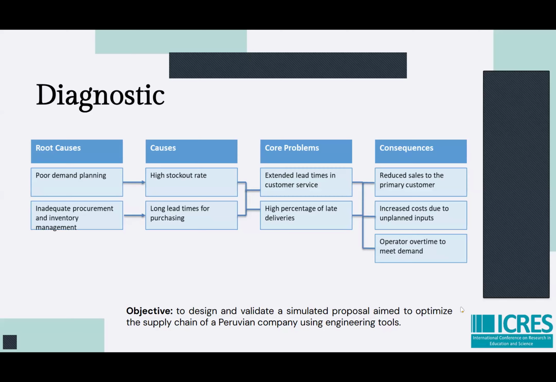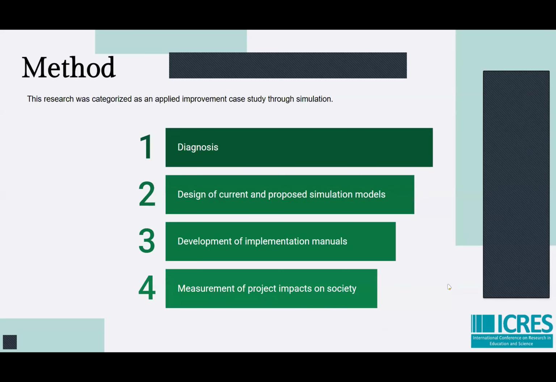This analysis revealed that the main issues were deficiencies in demand planning, procurement, and inventory management, and these factors caused frequent stockouts and long purchase lead times, which in turn led to delayed deliveries and extending customer service lead times. As a result, this company faced reduced sales to its primary customer, higher costs from unplanned purchases, and the need of overtime work from the workers. And these inefficiencies ultimately generated an estimated annual economic loss of around $20,000.